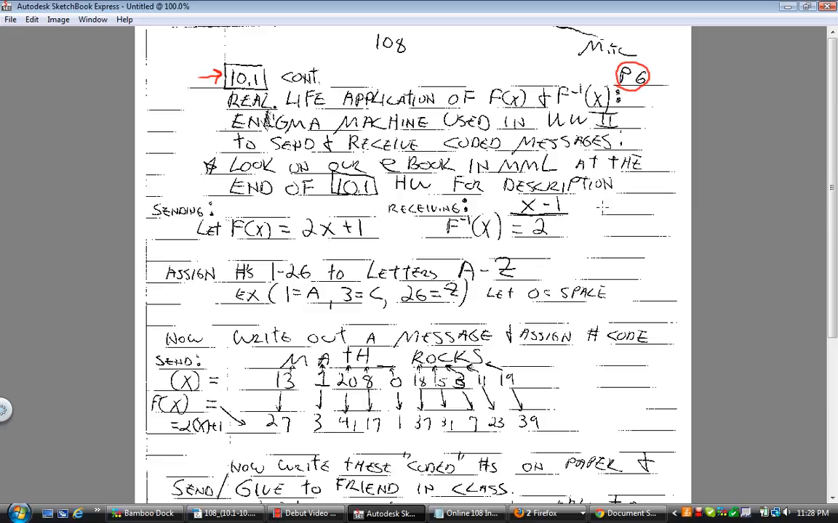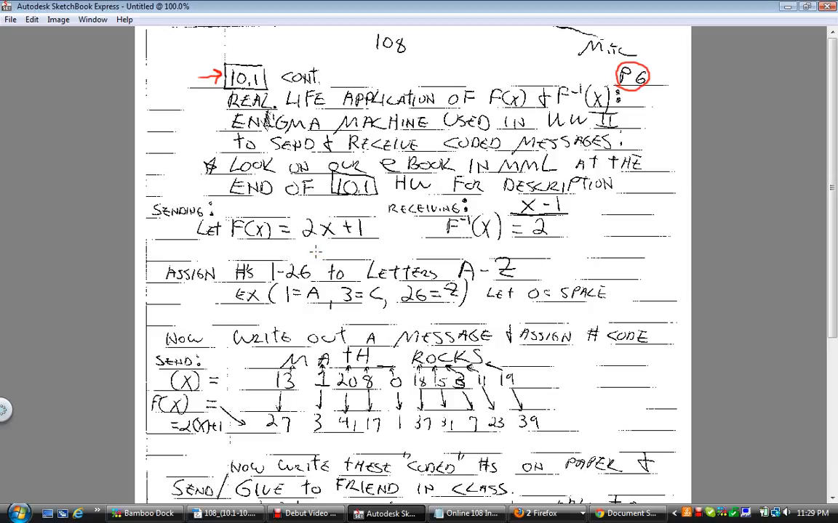Okay, so here's what happened: the sending side would use the function. The receiving end on the front lines would have the inverse function, and the idea then was to very simply take the letters A through Z and maybe assign them numbers 1 through 26. Now you can imagine every day they could use different number assignments for the letters and use different functions up here to make it hard to guess, to decipher or crack the code.